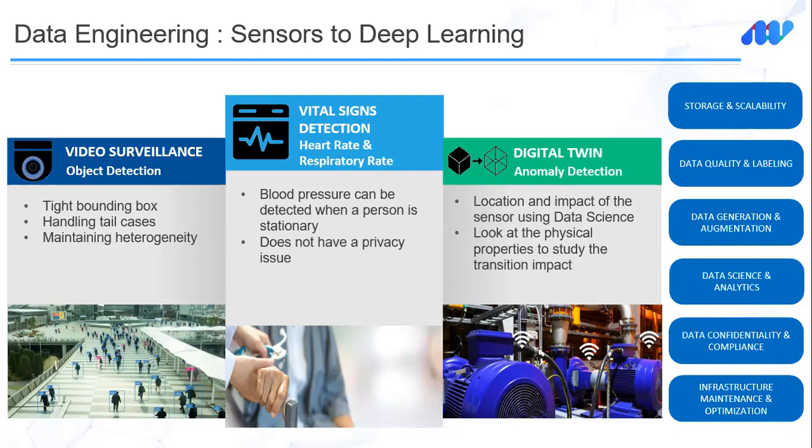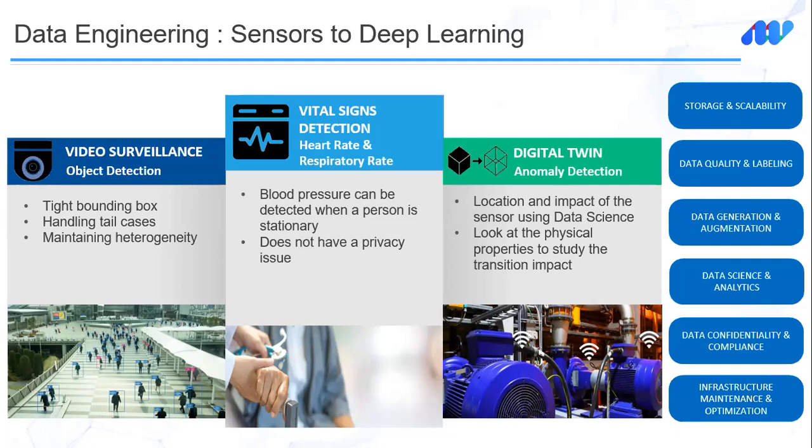Raj, perhaps you can give us insight into the specific considerations in each of the use cases that we are discussing. Sure, Sohag. In the video surveillance object detection use case, key data-related considerations include ensuring that the bounding box around each human figure fits tightly to prevent false identifications. The system must be able to handle patterns that were not observed during the training process, or tail cases. An important challenge is maintaining data heterogeneity to prevent performance degradation of the model.